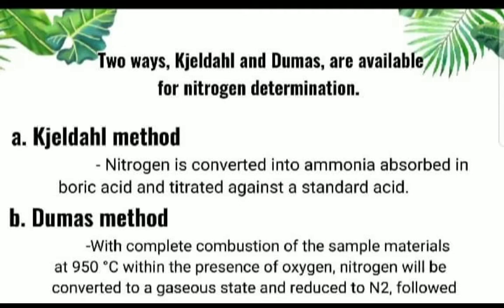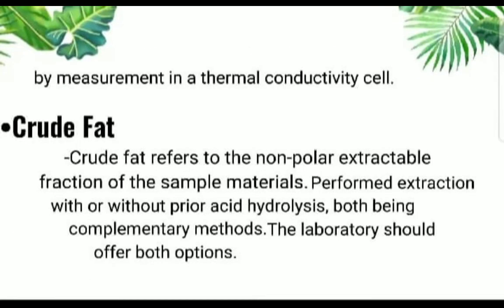Kjeldahl method: nitrogen is converted into ammonia, absorbed in boric acid and titrated against a standard acid. Dumas method: with complete combustion of the sample material at 950 degrees Celsius in the presence of oxygen, nitrogen is converted to a gaseous state and reduced to N2, followed by measurement in a thermal conductivity cell.